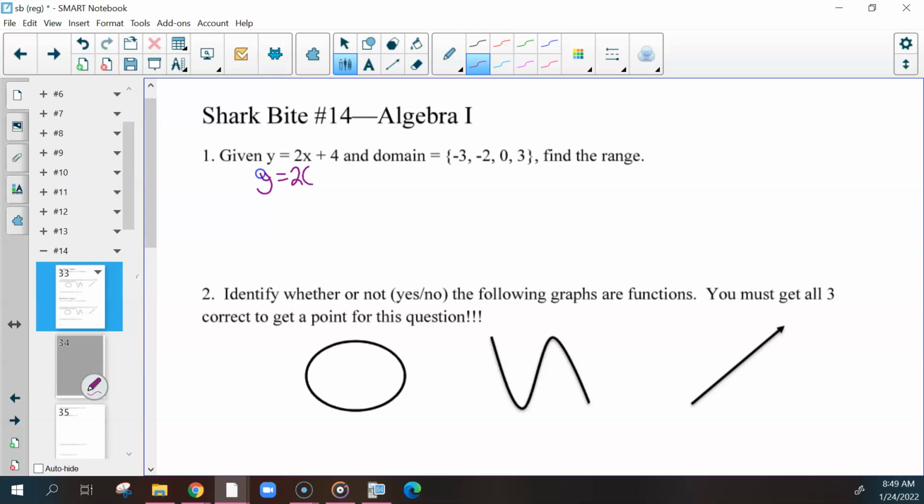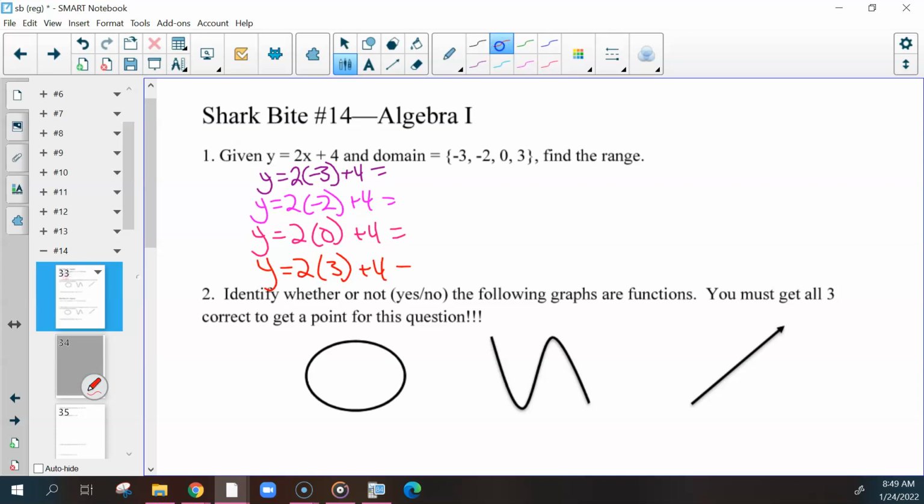So 2 times negative 3. Let's do different colors. Why not? 2 times negative 2. 2 times 0. And 2 times 3. 2 times 3 is 6. 6 plus 4 is 10.